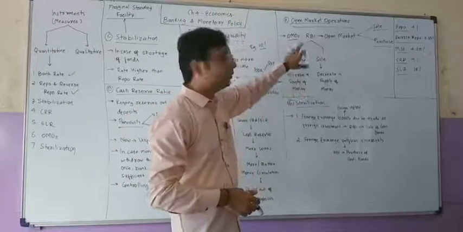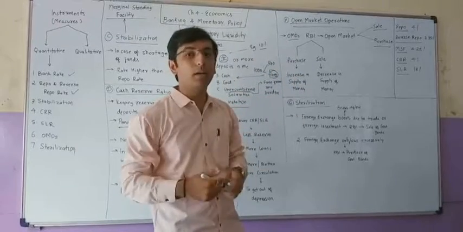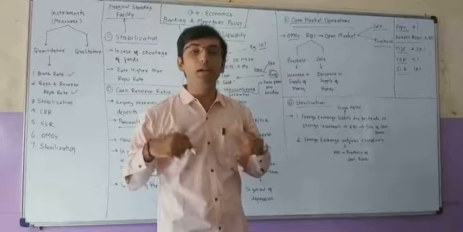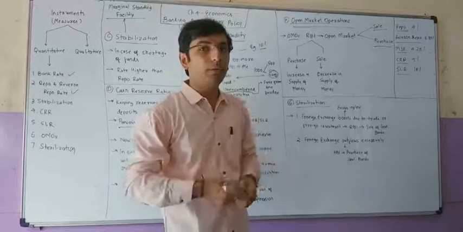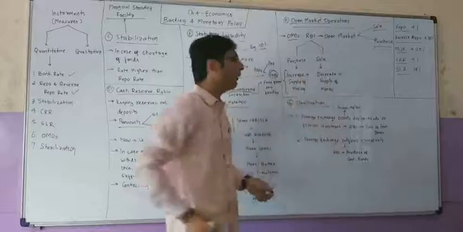So when the government or Reserve Bank of India purchases government securities out of the market, that means the Reserve Bank of India is dumping the funds that it already has into the market, and this is how it will increase the supply of money in the market.